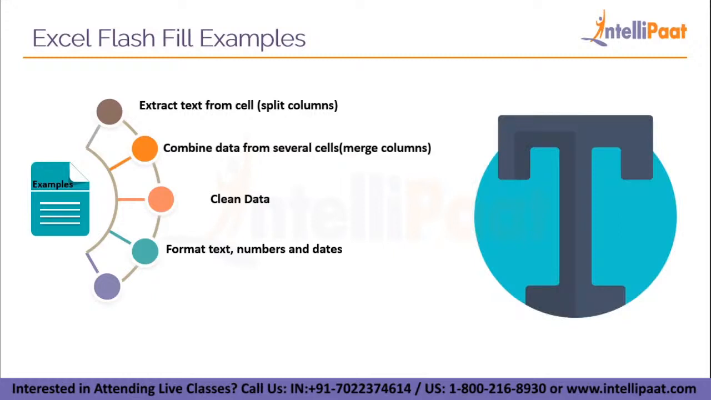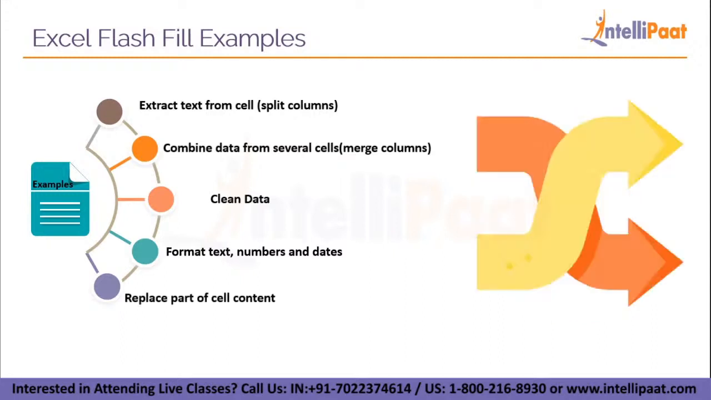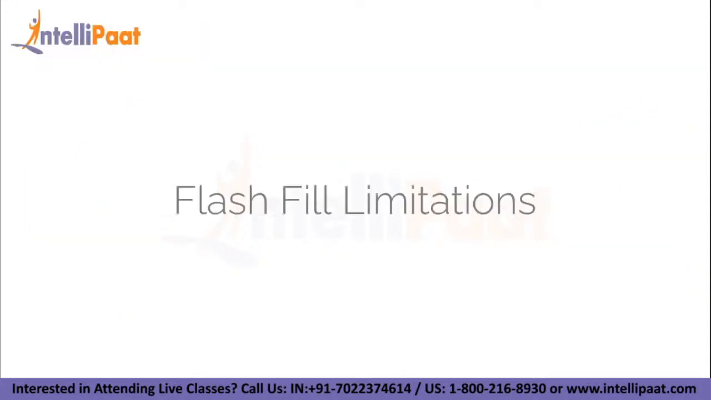Frequently, the data in your spreadsheets is formatted one way while you prefer it to be formatted another. Simply type the values in the order you want them to display, and flash fill will take care of the rest. The last one that we have here is replacing part of cell content. In Excel, replacing part of a string with another string is a typical procedure that flash fill can automate. Let's now look at the limitations.